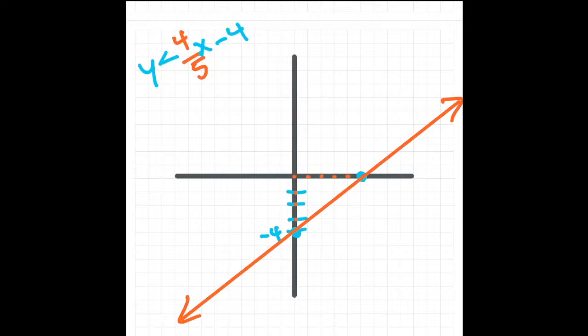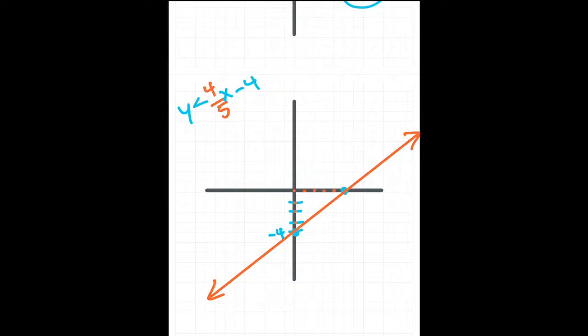All right? Now, again, we don't know which answer it is. It's either going to be up here or it's going to be down here. We do not know. We're going to plug in points to find out, okay? Go ahead and pause me now, and let's figure out what direction we're shading.